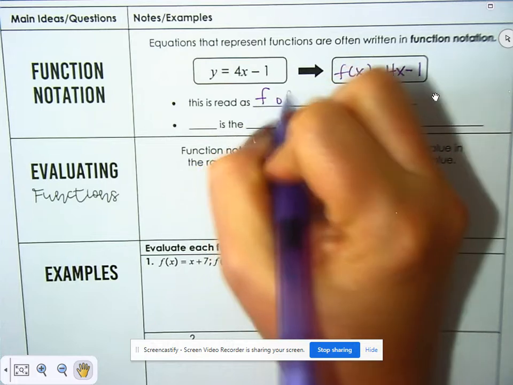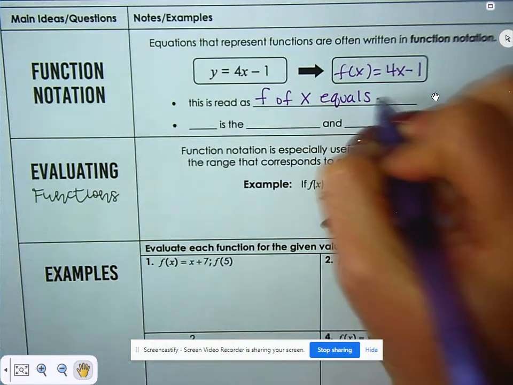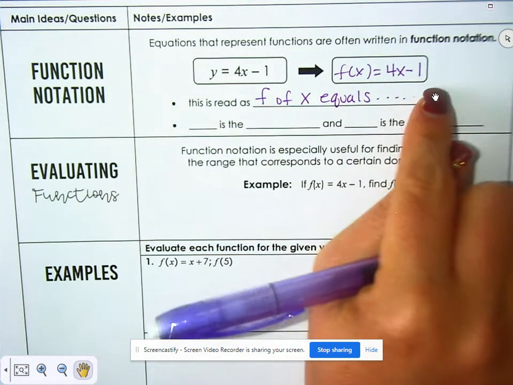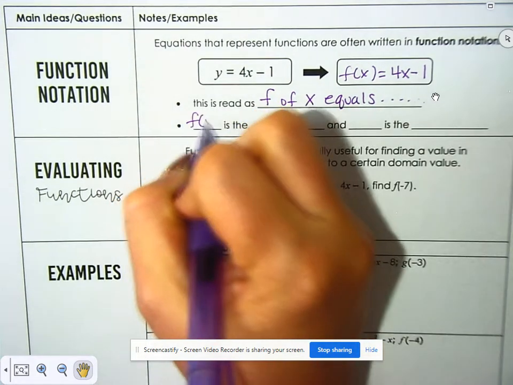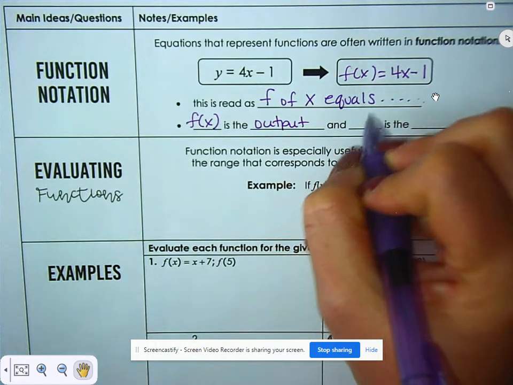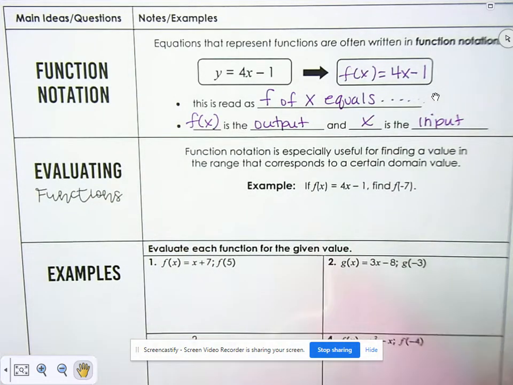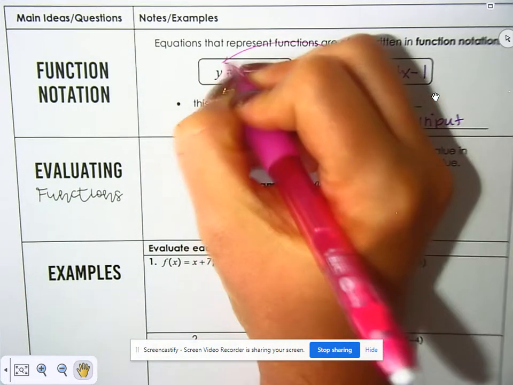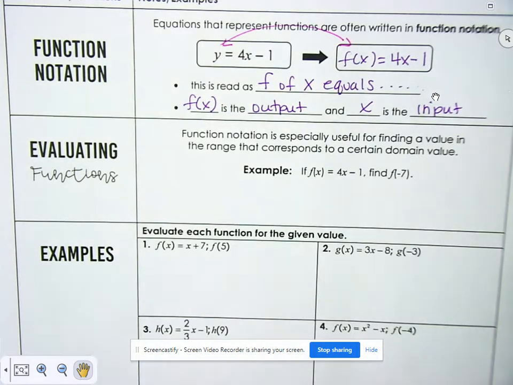You would read this as f of x equals whatever. Okay, f of x equals 4x minus 1. F of x is the same thing as y, so it's our output, and x is still your input. So literally, they just took out the y and put in f of x. So they're completely interchangeable. I know you've heard the saying, 6 of one, half dozen of the other. 6 and a half dozen are equal. It doesn't matter which one you say, they're the same.